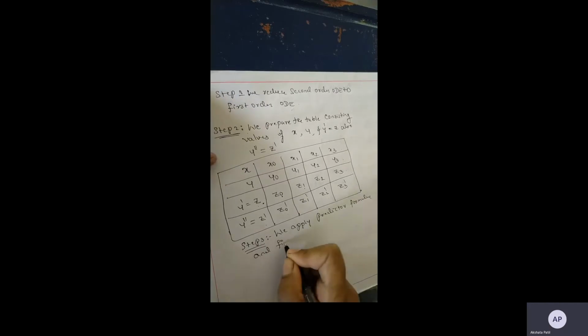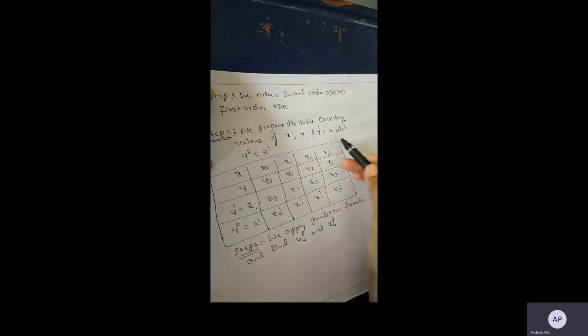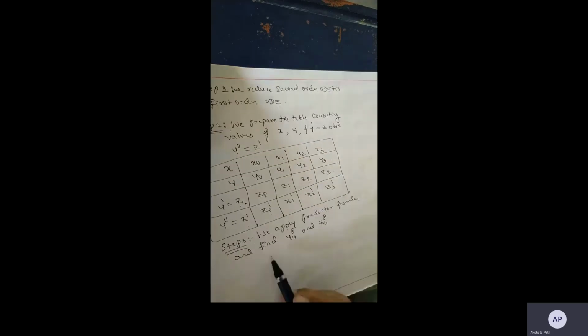We apply the predictor formula and find y4 of predictor and z4 of predictor. Okay, so step 3 is what? After preparing this table, we first apply the predictor formula and calculate the y4 of predictor value and the z4 of predictor value.